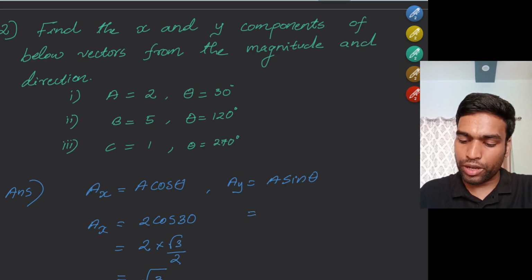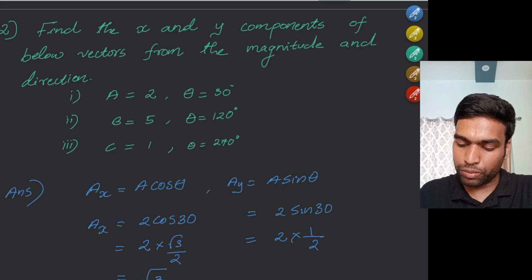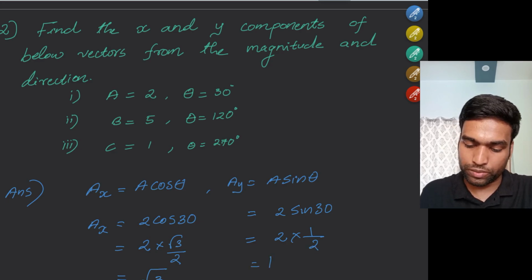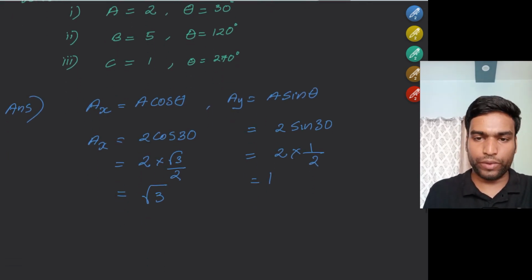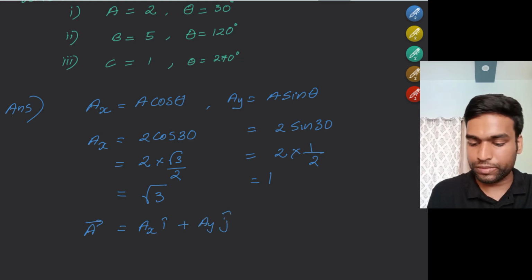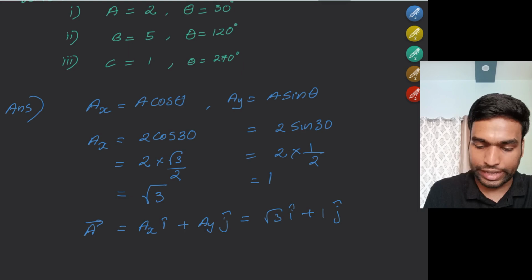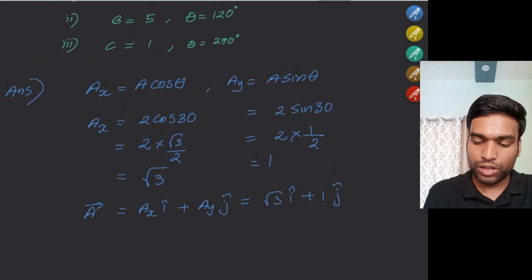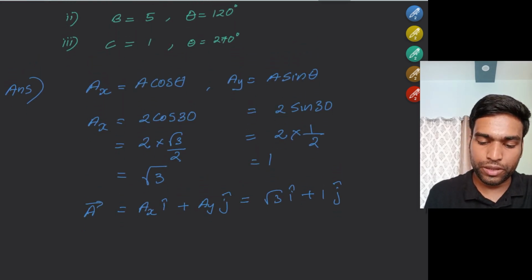Now similarly ay equal to 2 into sin 30. Sin 30 is simpler, 2 into 1 by 2. So it's just 1. Now how to write the vector? We can just write A equal to ax i cap plus ay j cap. That means root 3 i cap plus 1 j cap. Good. Now let's do the same for vector B.